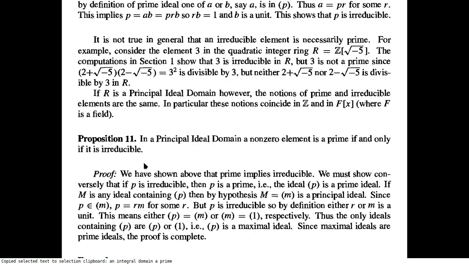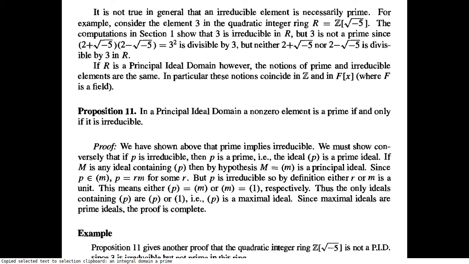So what does this say? The proof is that you have to show it the other way around. The forward direction is straightforward because everything in a PID is an integral domain. So if you have a prime, then it's always going to imply it's irreducible. So we have to prove the other way around. If you have an ideal M that contains the ideal generated by P, then by hypothesis, the ideal generated by M is a principal ideal.